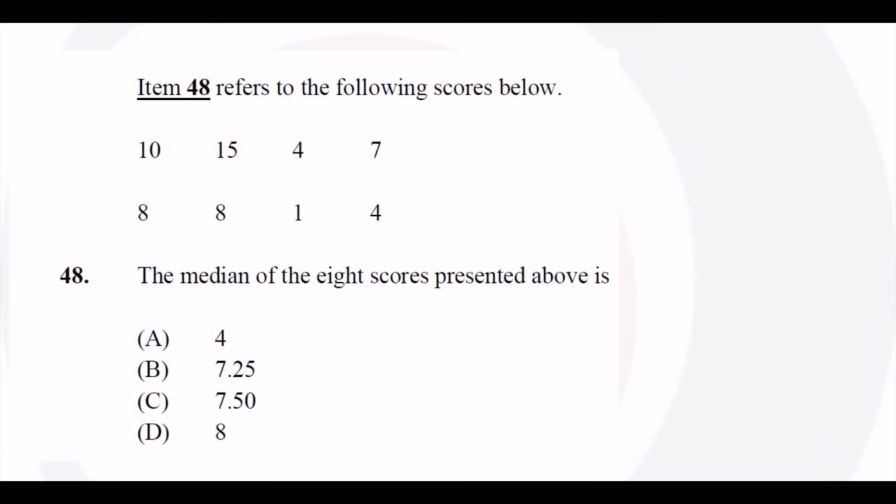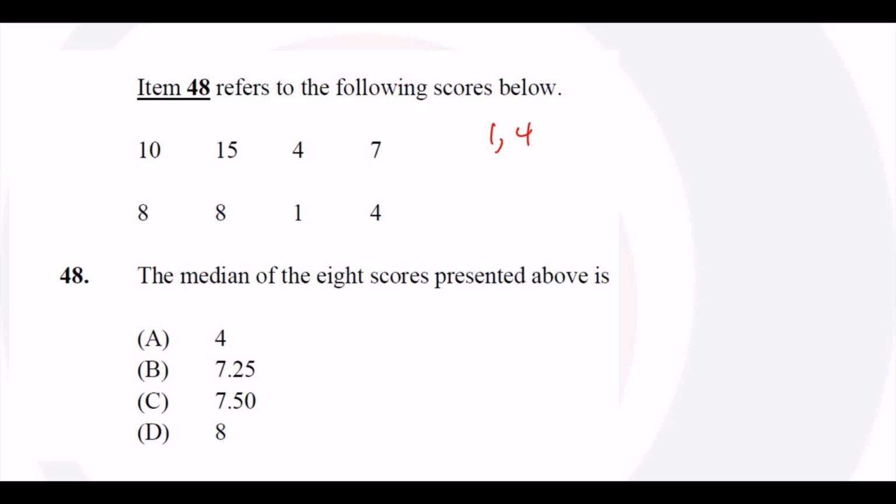Item 48 refers to the following scores: 10, 8, 15, 8, 1, 4, 7, 4. So the median of the 8 scores presented above is... For some weird reason, the words presented and represented keep bothering my brain today. I don't know why, but that's not important anyway. So median, we order our numbers in either ascending or descending order. So I'm going to use ascending order.